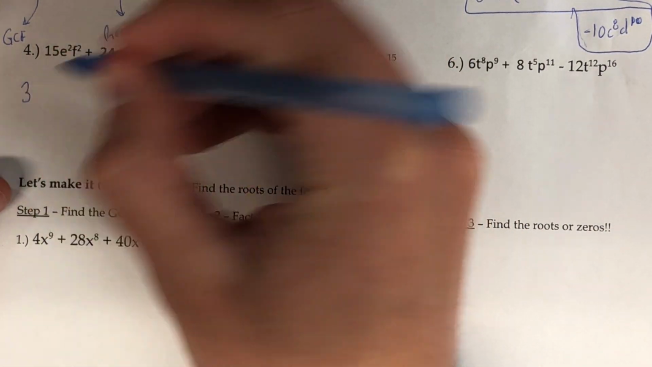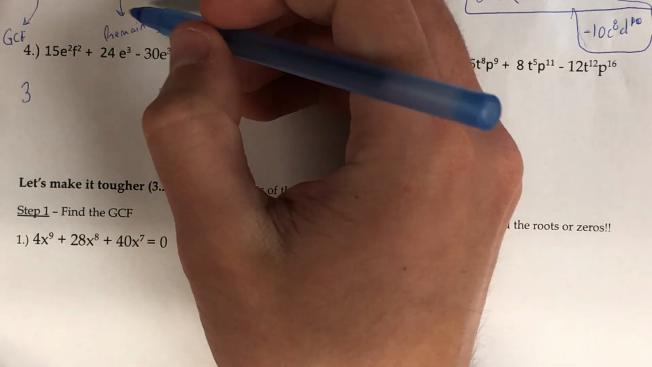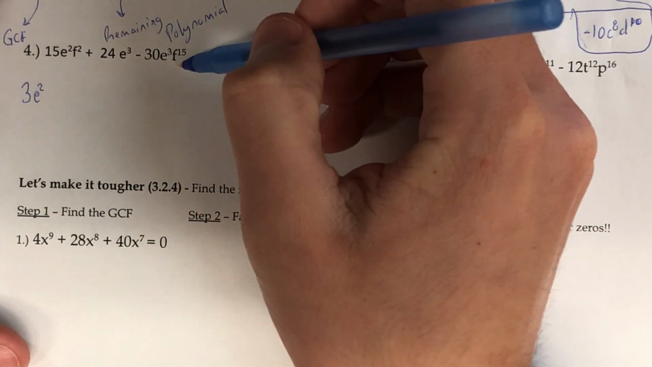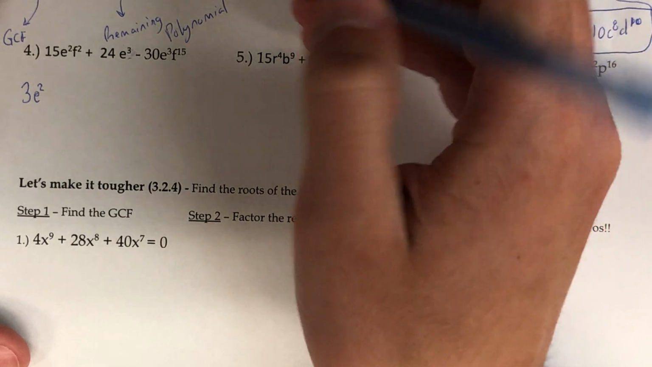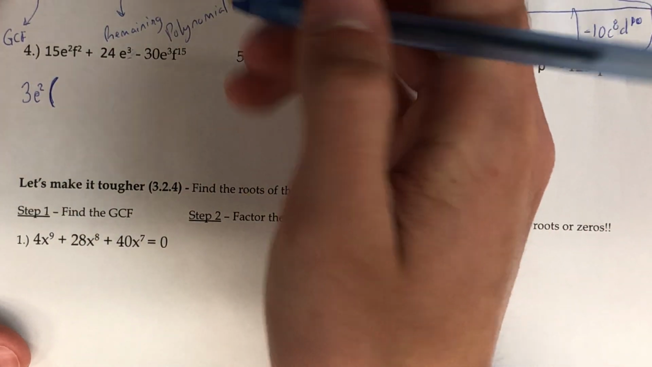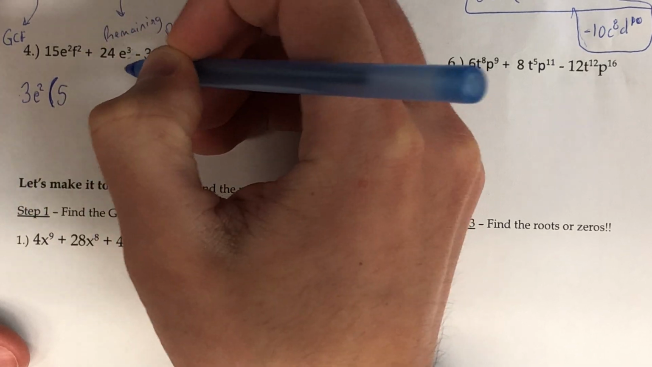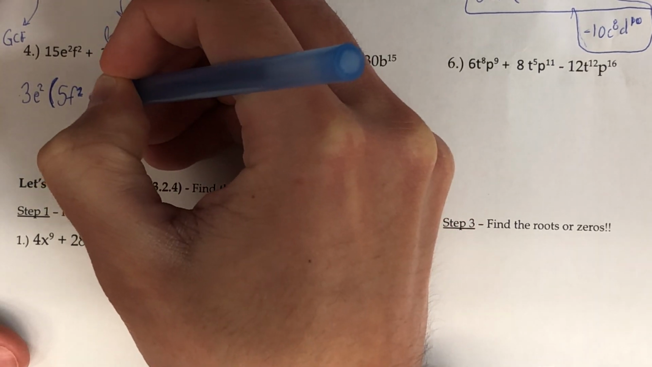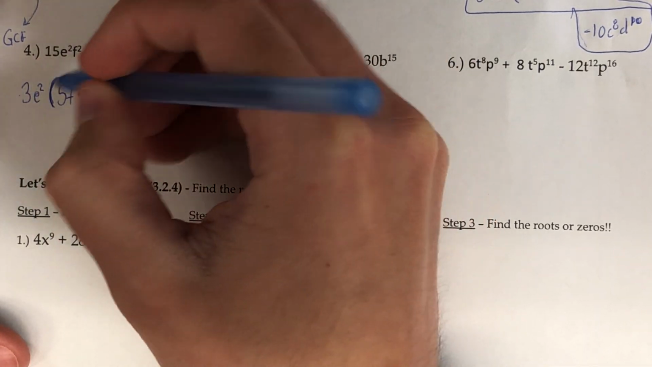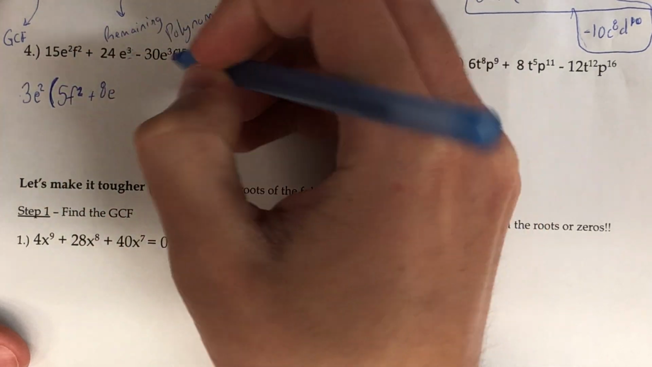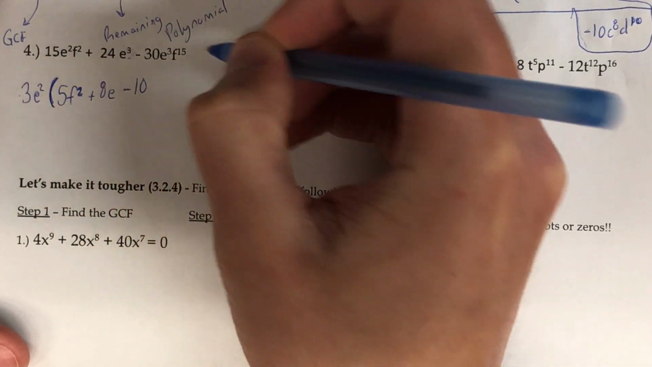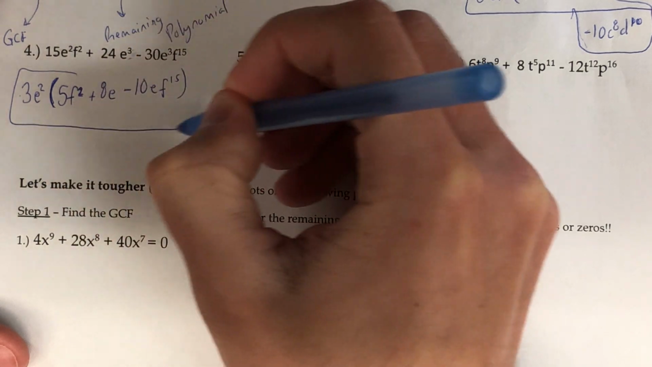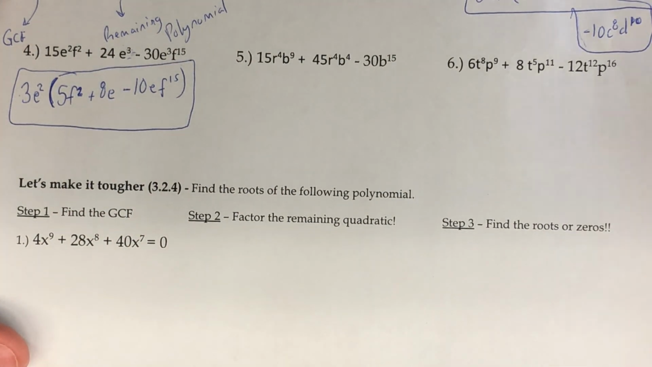So our GCF here, so 3 is the largest number I can divide all 3 terms by. We have e's in all of them, so e squared is what we'll factor out. We have f in only 2, so since there's no f in our second, we cannot have an f as part of the GCF. So from here, 15 divided by 3 is 5. E squared divided by e squared cancels, and we still have that f squared. 24 divided by 3 is 8. E to the third divided by e squared, so 3 minus 2 is 1, so just e. 30 divided by 3 is 10. 3 minus 2 is 1, and we still have f to the 15th. So notice that because there was not an f in all 3, we couldn't factor it.